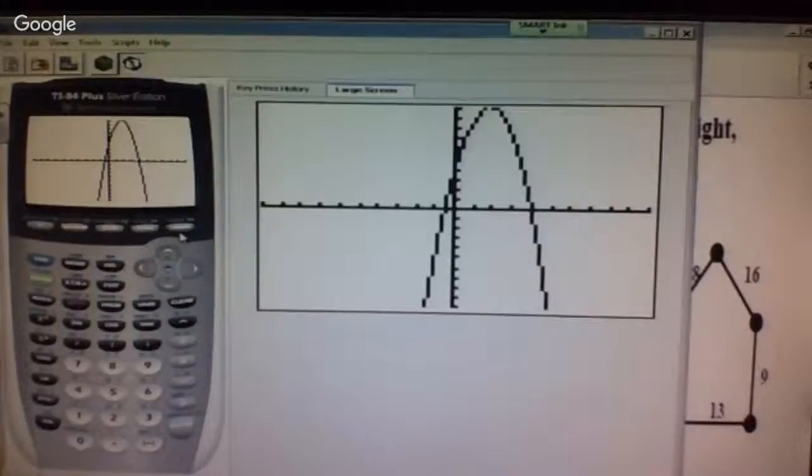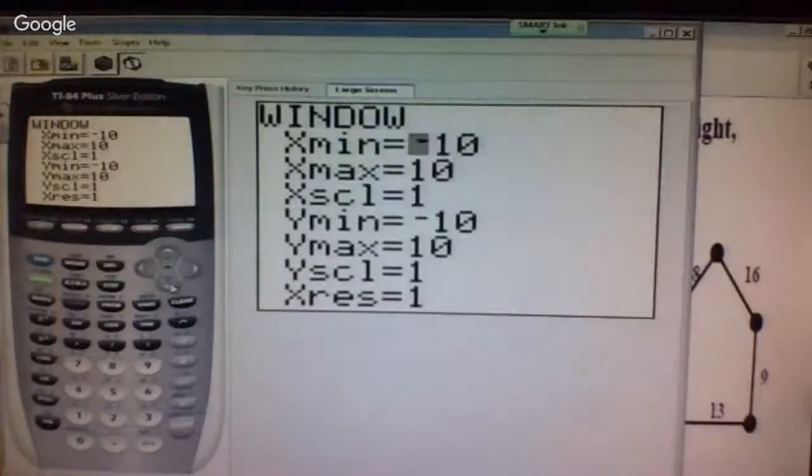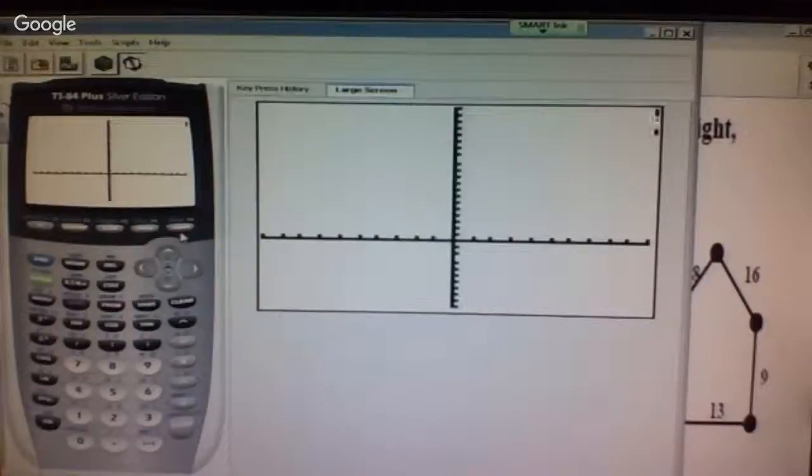So I need to see higher. What do I change? Your Y maximum. So go to your window. What are we changing Y max to? 11? I'm going to at least go 20. Can I go 11? Sure. Do I just click graph? Okay, and then you just hit graph. Now I can see it again.